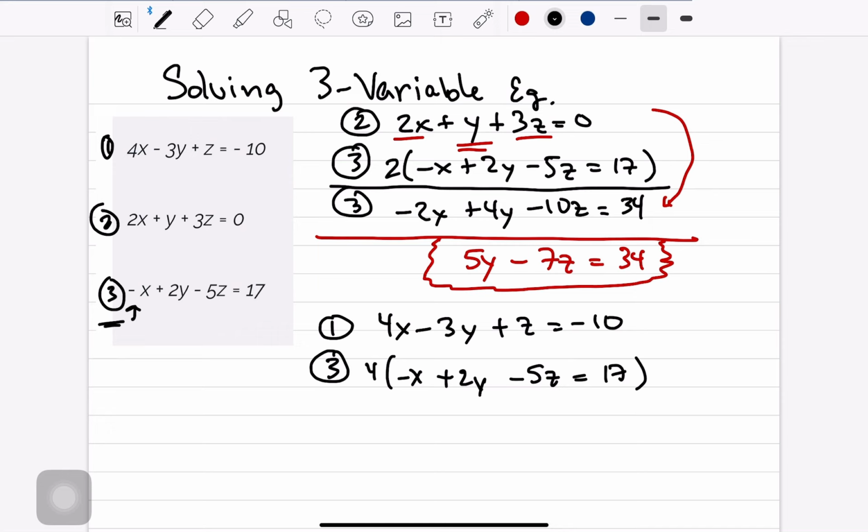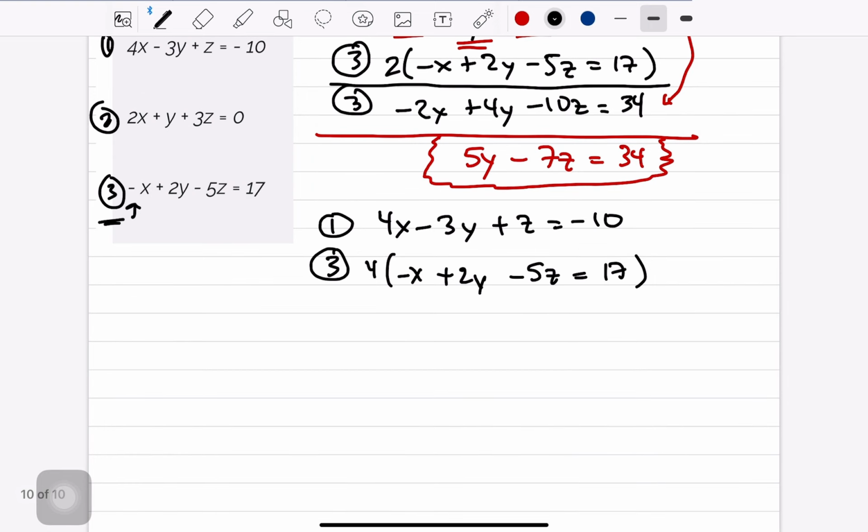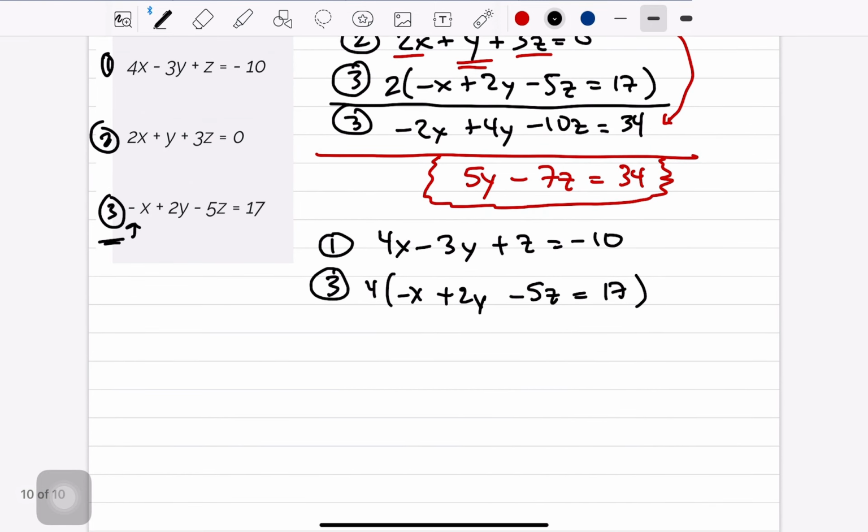Okay, now let's try this. Unfortunately, 17 times 4 is a bigger number. We'll see if I can multiply it in my head right now. I don't have a calculator right in front of me. So that's negative 4x plus 8y minus 20z equals, I think, well, 17 times 2 was 34. This is probably going to be 68 then, because we're going to do another 2. I'm hoping my math isn't wrong, but we'll see.